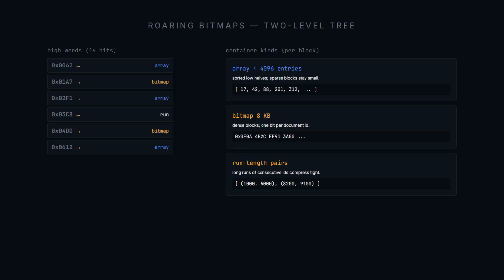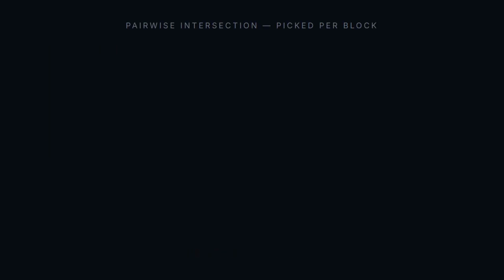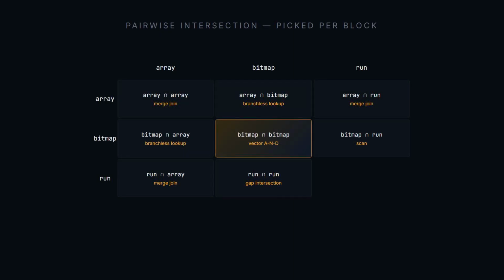Daniel Lemire and friends published the design in 2017. Split a 32-bit ID into a high half and a low half, 16 bits each. The high half is a sorted list of which blocks have data. Each block points at one of 3 container kinds: a sorted array of low halves, up to 4,000 entries, an 8 kilobyte bitmap, or run length pairs. Pair the containers between 2 bitmaps and run the right operation, picked at runtime, per block.